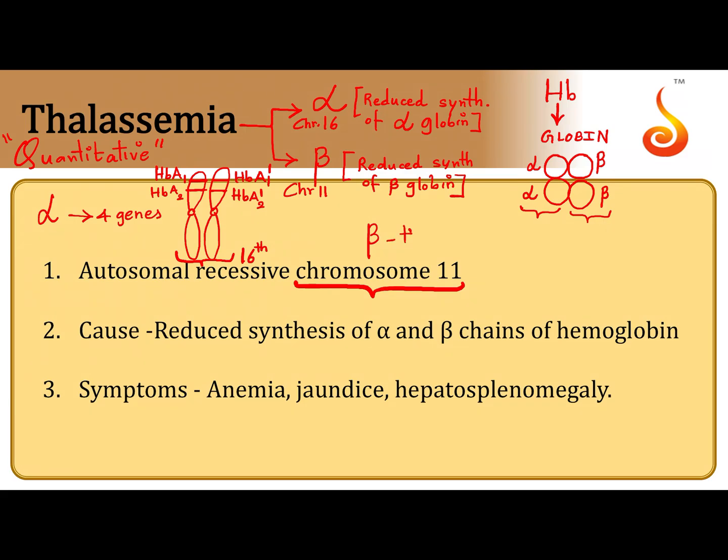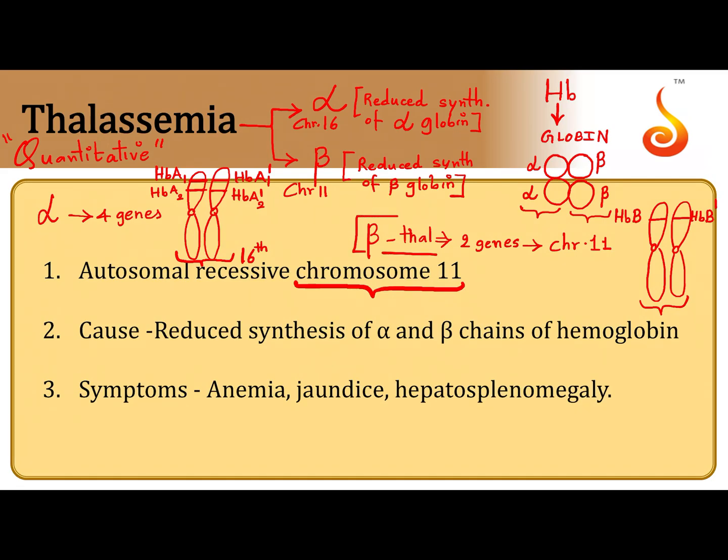However, beta thalassemia is associated with only 2 genes. And where are these 2 genes located? These 2 genes are located on chromosome number 11. If I take the 11th homologous pair, one of the genes is called HBB and the other one is called HBB dash, the matching allele. So there are 2 genes on chromosome number 11 that are involved in the inheritance of beta thalassemia, and there are 4 genes on chromosome number 16 that are involved in the inheritance of alpha thalassemia.